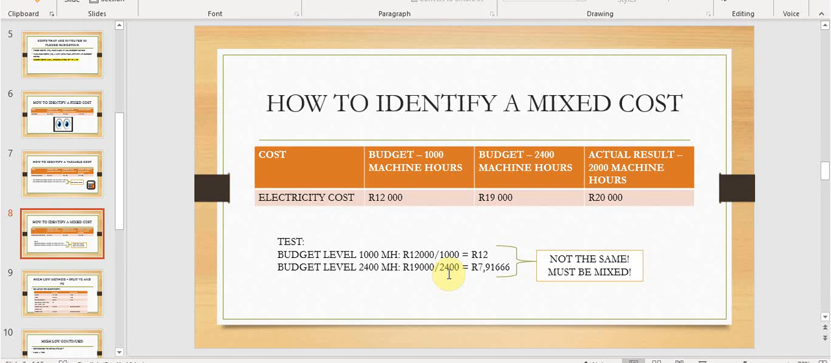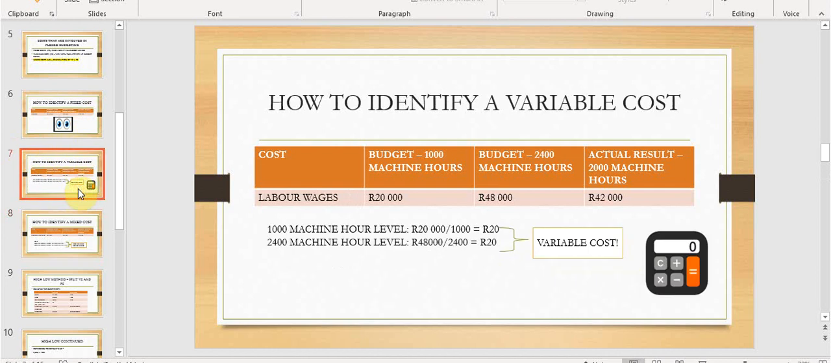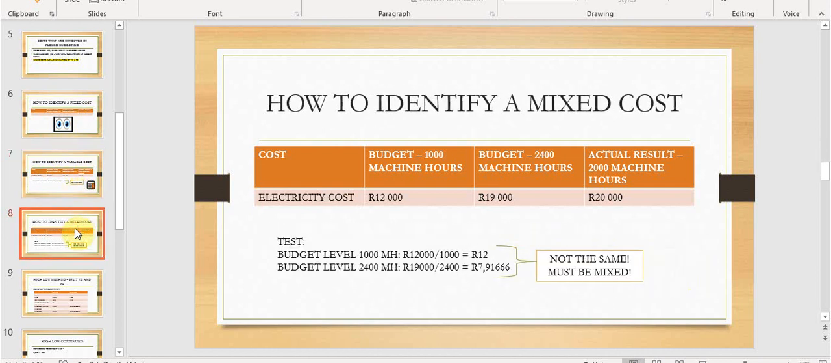Had you done this division calculation and the answers were 12 rand in both instances, we would be back where it would be a variable cost. However, you can clearly see now that these answers differ. In the first instance, it's 12 rand, and in the second instance, it's basically 7 rand and 92 cents. So you can observe that after doing your division, the answers are not the same. And if the two answers differ after division, then this must be a mixed cost.